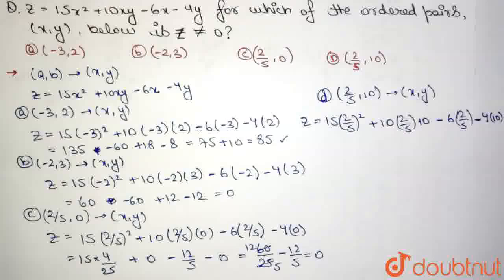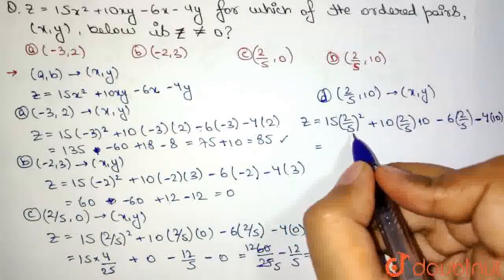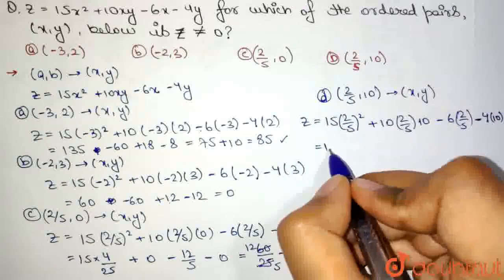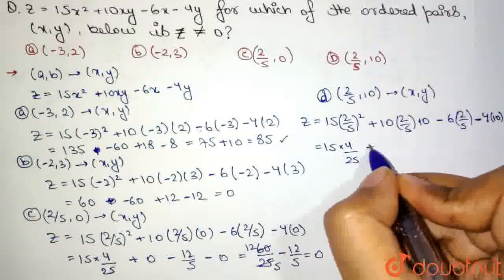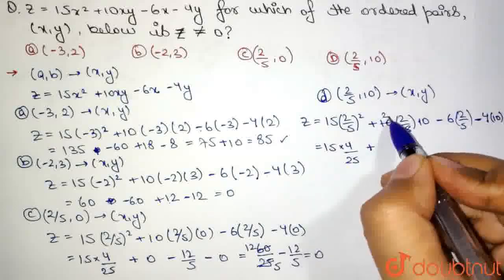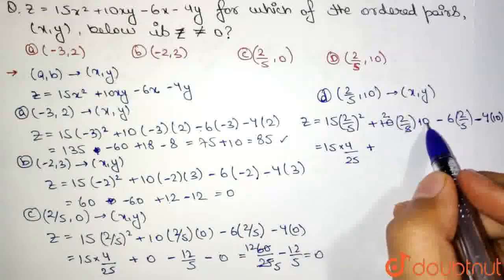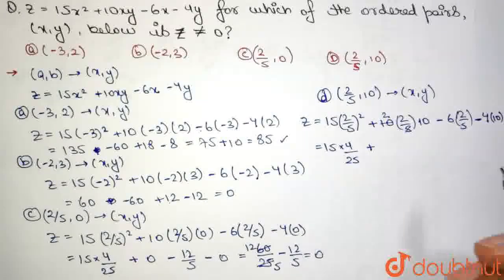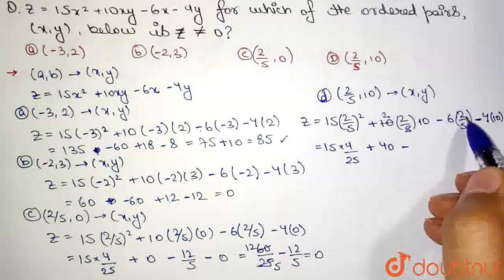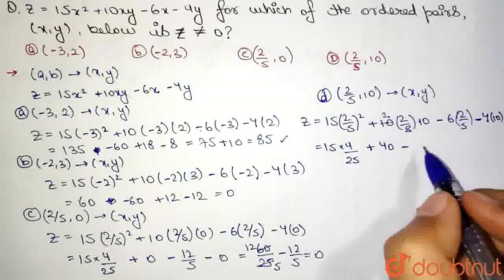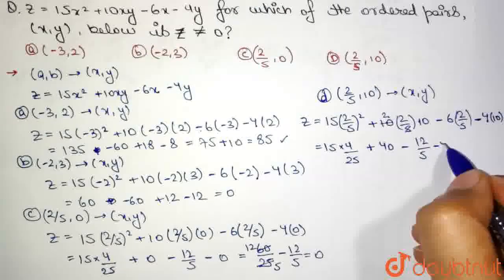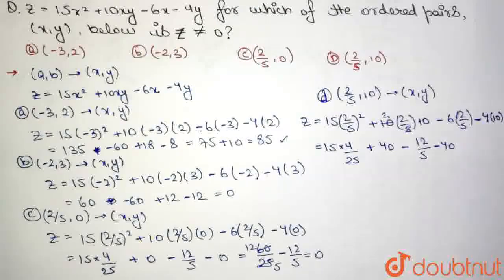Right? Now, this is equal to, so 2 by 5 squared is 4 upon 25 because 2 squared is 4 and 5 squared is 25. So 15 into 4 upon 25 plus 10 and 5. So 5 is cancelled out and what remains here is 2. So we could say 2 into 2 into 10, which is equal to 40. Minus, we have minus 6 into 2 upon 5. So we can say this is nothing but 12 upon 5. And once again we have minus 40 as the last term, minus 4 into 10, right?